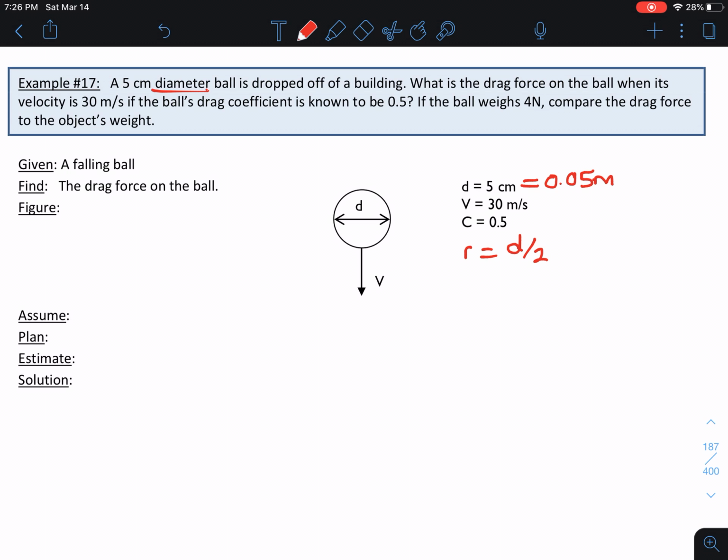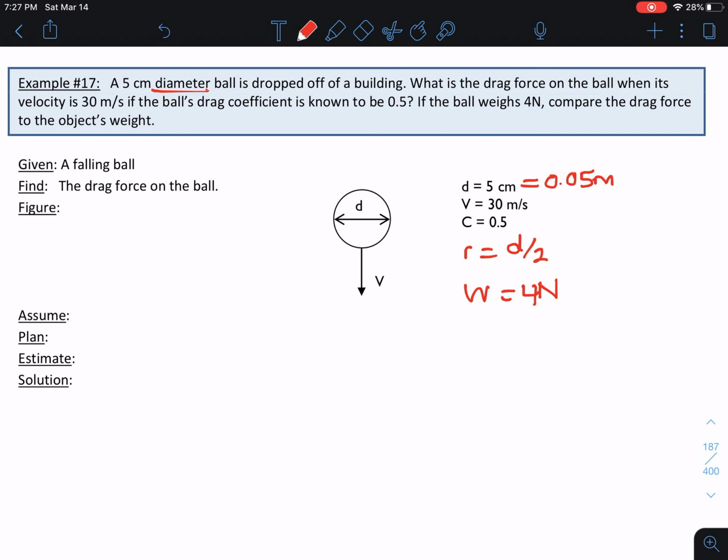So it is dropped off a building. And what is the drag force on the ball when its velocity is 30 meters per second, and if the ball's drag coefficient is known to be 0.5, so they're giving us the C and the V. If the ball weighs 4 newtons, they're also giving us the weight force. Compare the drag force to the object's weight.